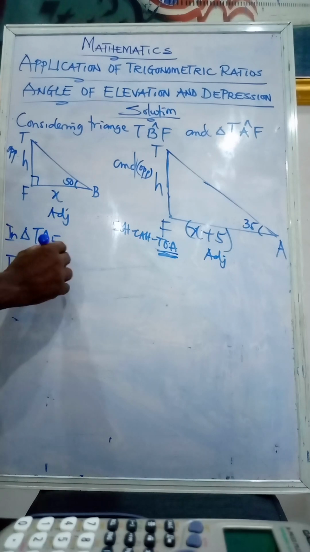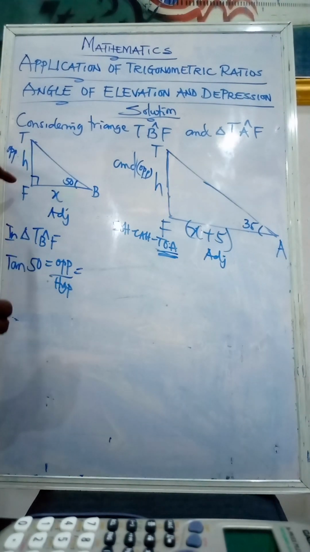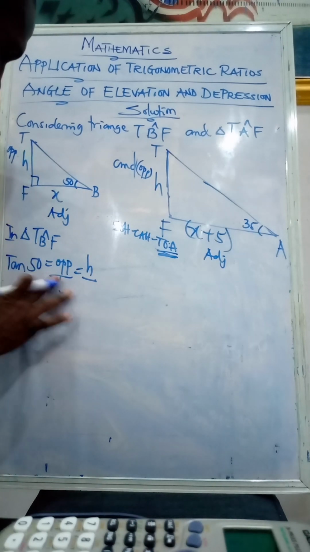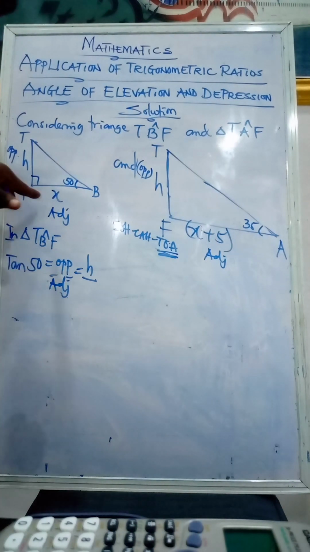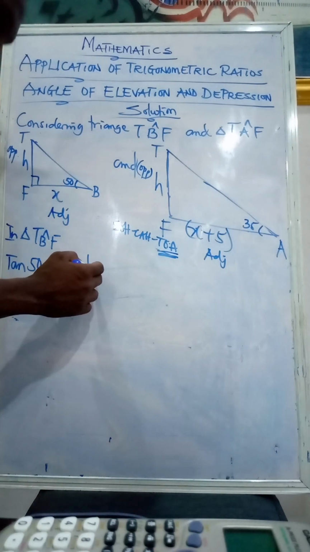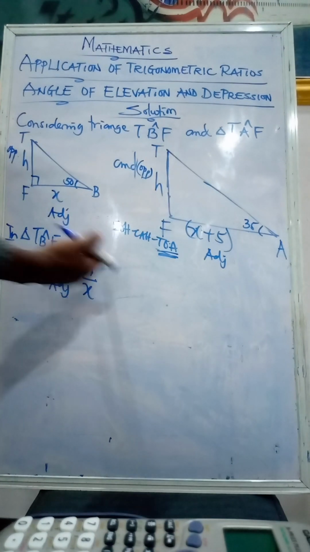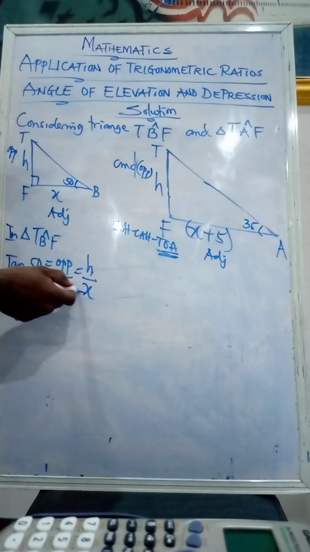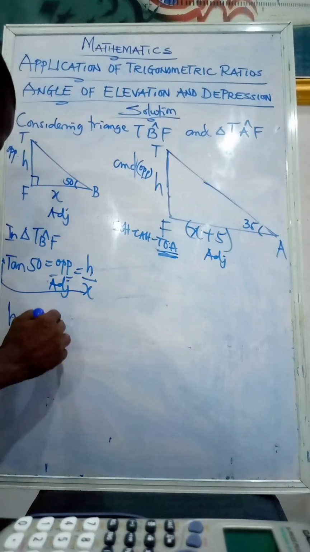50, that's TOA, equals what? Opposite over adjacent. The opposite is H over the adjacent, which is X. So if I make H the subject of the formula, because the question says we should find the height H, I'll cross multiply. X will cross to multiply here. So we'll have H equals X tan 50.